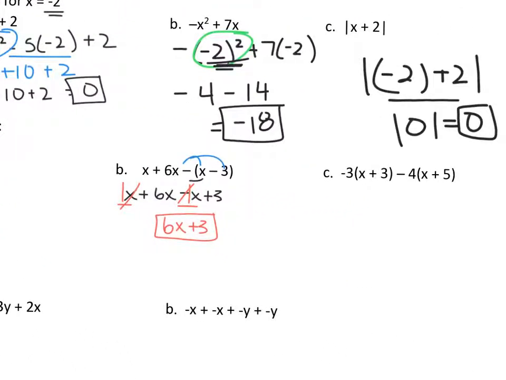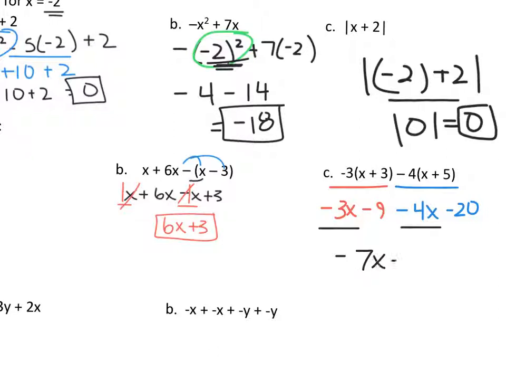And then letter C, I'm going to do the distributive property on the first part and second part, and then I'm going to combine like terms. So the first part is -3x minus 9. The second part is going to be -4x minus 20. And I'm going to add these two together. So it's going to be -7x minus 29.